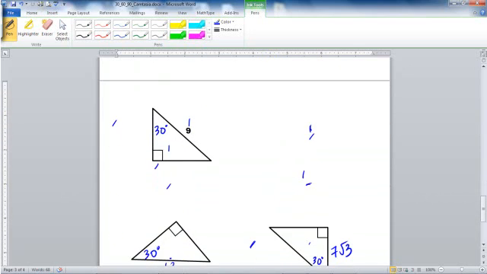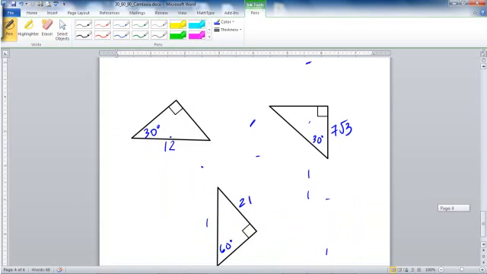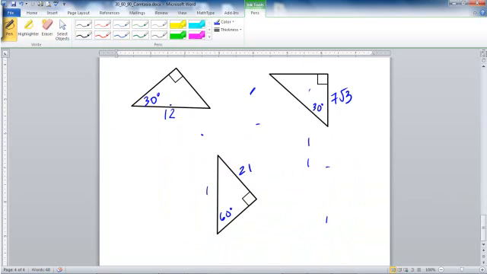Let's try it a couple more times here. So now again, this time, jump down over here. Across from my 60 is 21. It's missing the radical 3, so 21 root 3 over 3. 21 divided by 3 is 7 root 3. And then 2 times 7 root 3 is 14 root 3.